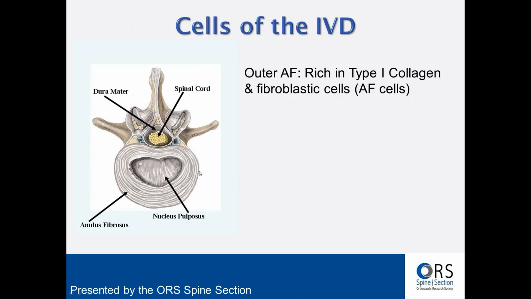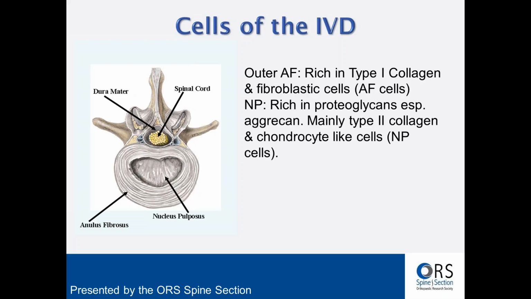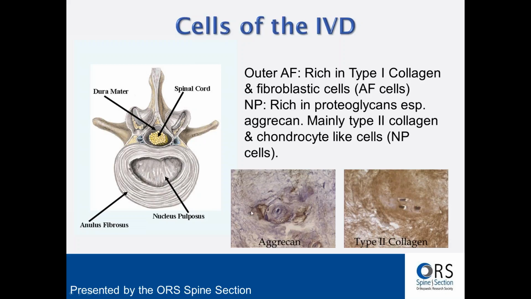The outer annulus fibrosus, which is the outer layer around the outside, is very rich in type 1 collagen, and this contains fibroblastic type cells, which are termed annulus fibrosus cells, or AF cells. Whereas the centre is rich in proteoglycans, especially aggrecan. The cells within here produce the aggrecan and also produce collagen type 2, which forms a network within the intervertebral disc. The cells which reside within the nucleus pulposus are similar but not the same as articular chondrocytes found within articular cartilage. So these two distinct cell types are very interesting to study.